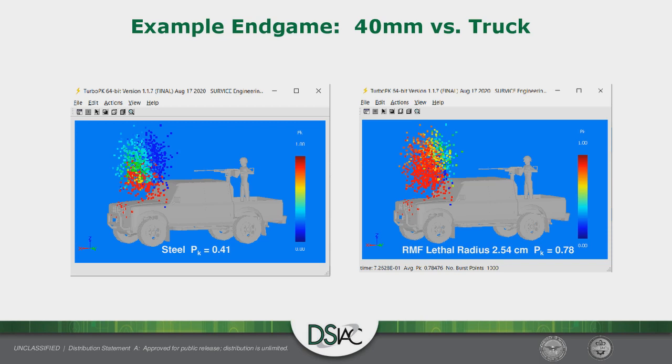The second analysis involves a truck, and you're trying to stop the truck from moving, so the burst points are set above the hood. The projectiles are set to go off above the hood. And this is another cloud of burst points with a half-meter CEP. This is inert fragments. This is reactive fragments. Again, a very large increase in PK.